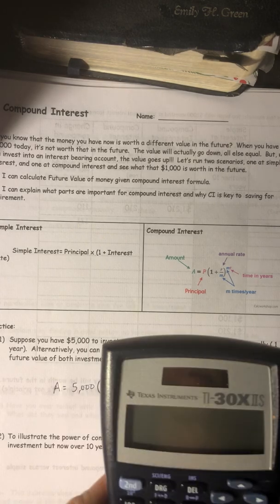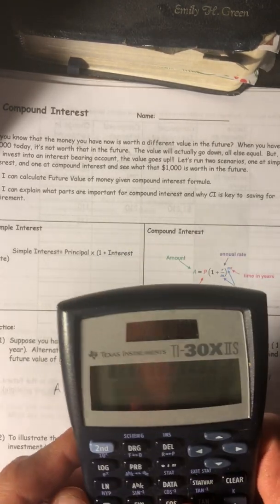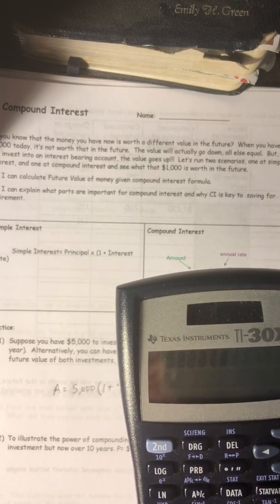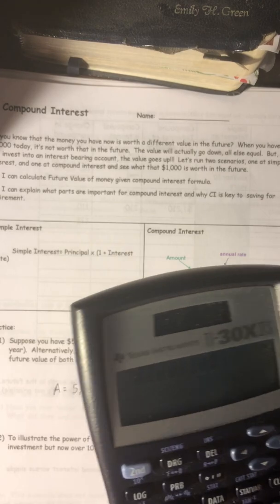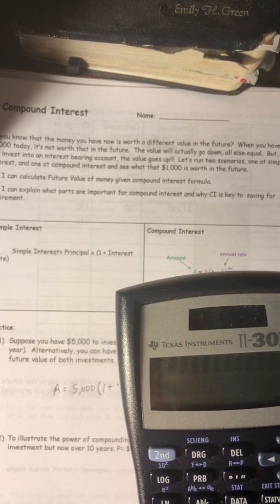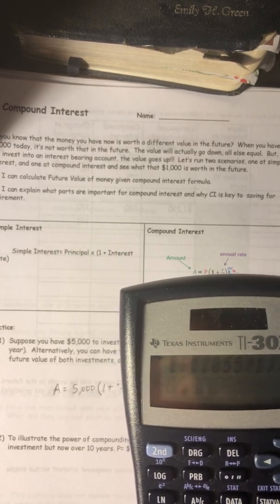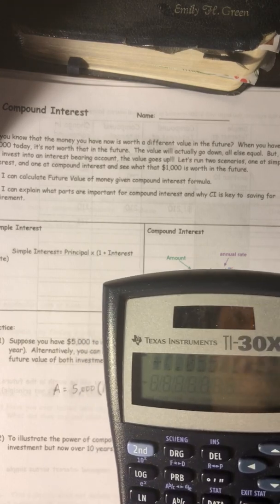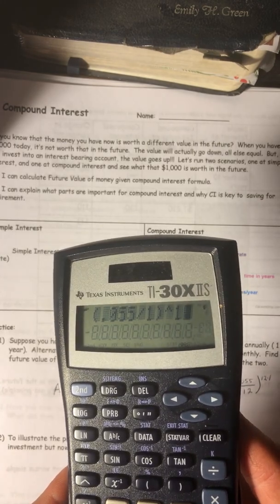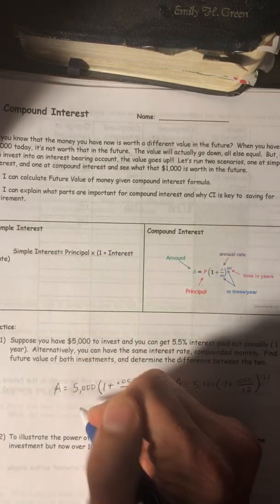So we'll get out the calculator here, and we'll do $5,000 invested times 1 plus 0.055 divided by 1, to the first power. And I hope you guys can see that. So, $5,275.